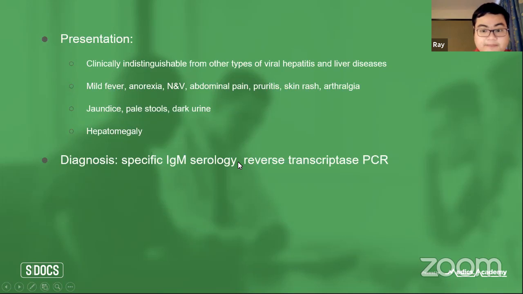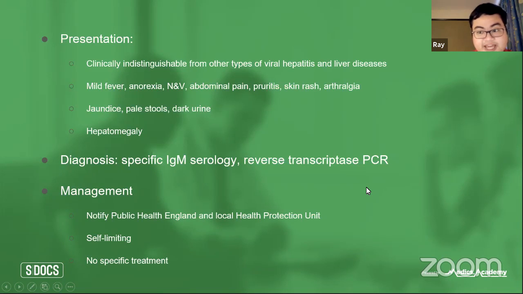Anyway, to diagnose it, you would need specific IgM serology, and you would sometimes do a reverse transcriptase PCR, PCR being polymerase chain reaction. In terms of management, again, notify Public Health England and local health protection units. It is a self-limiting disease that requires no specific treatment. Okay. So that's all I'd like to talk about hepatitis A to E.